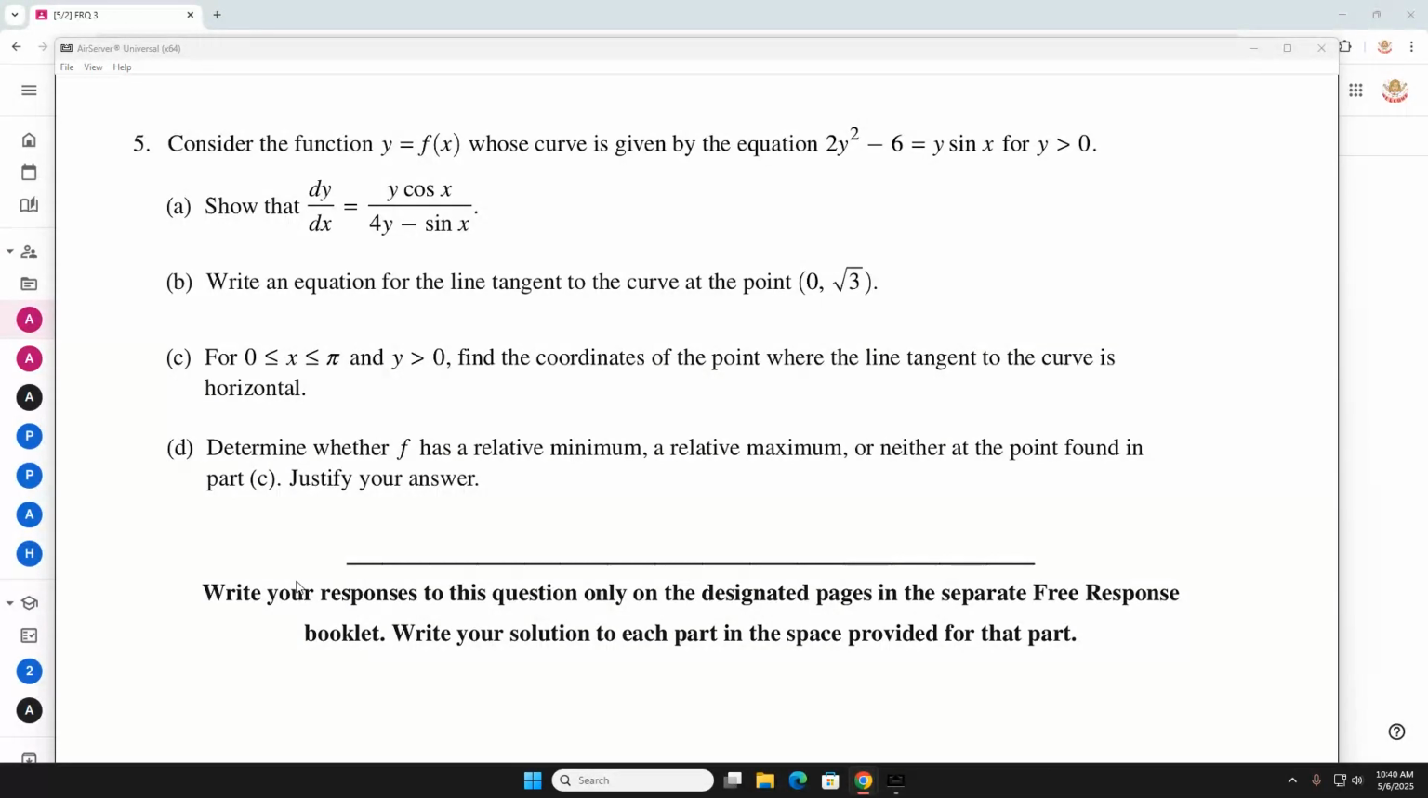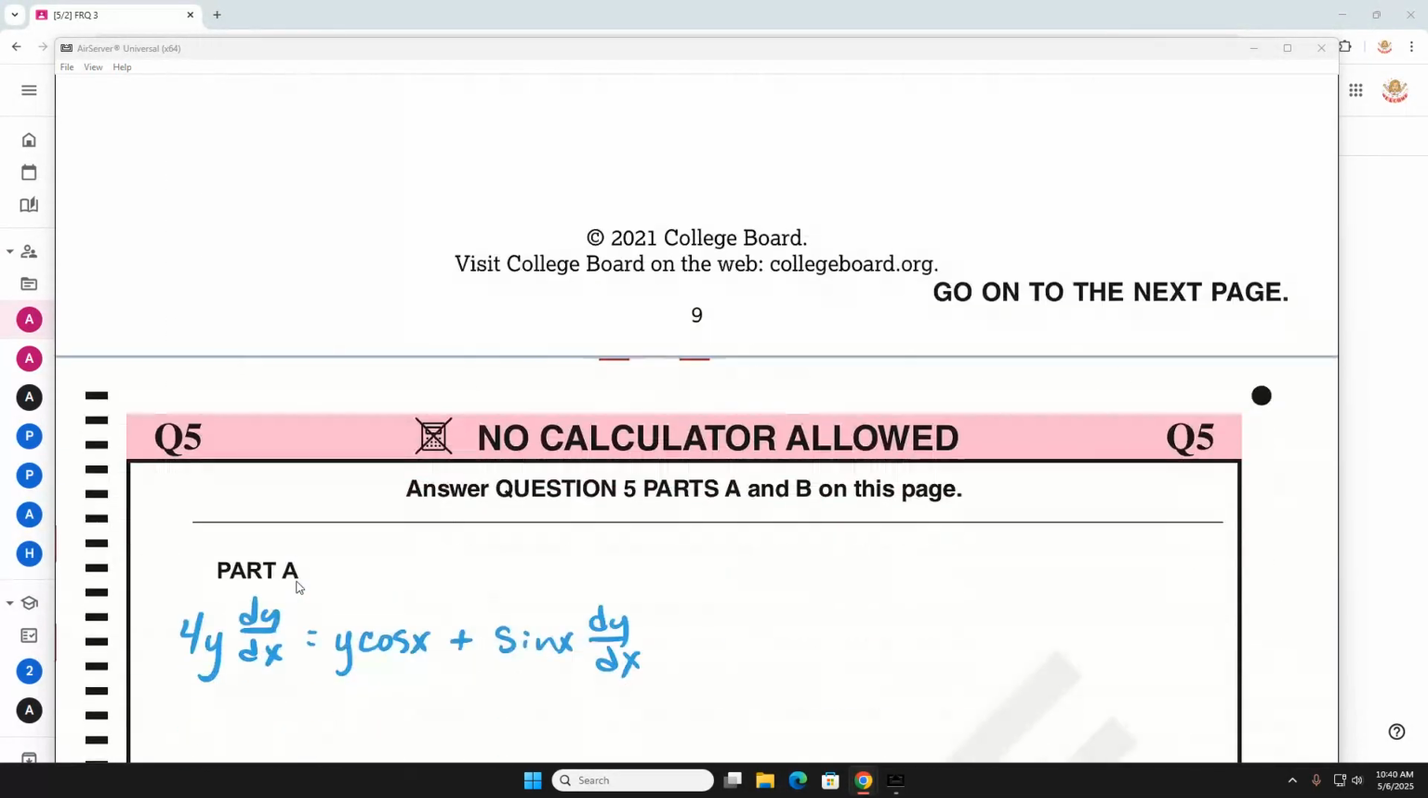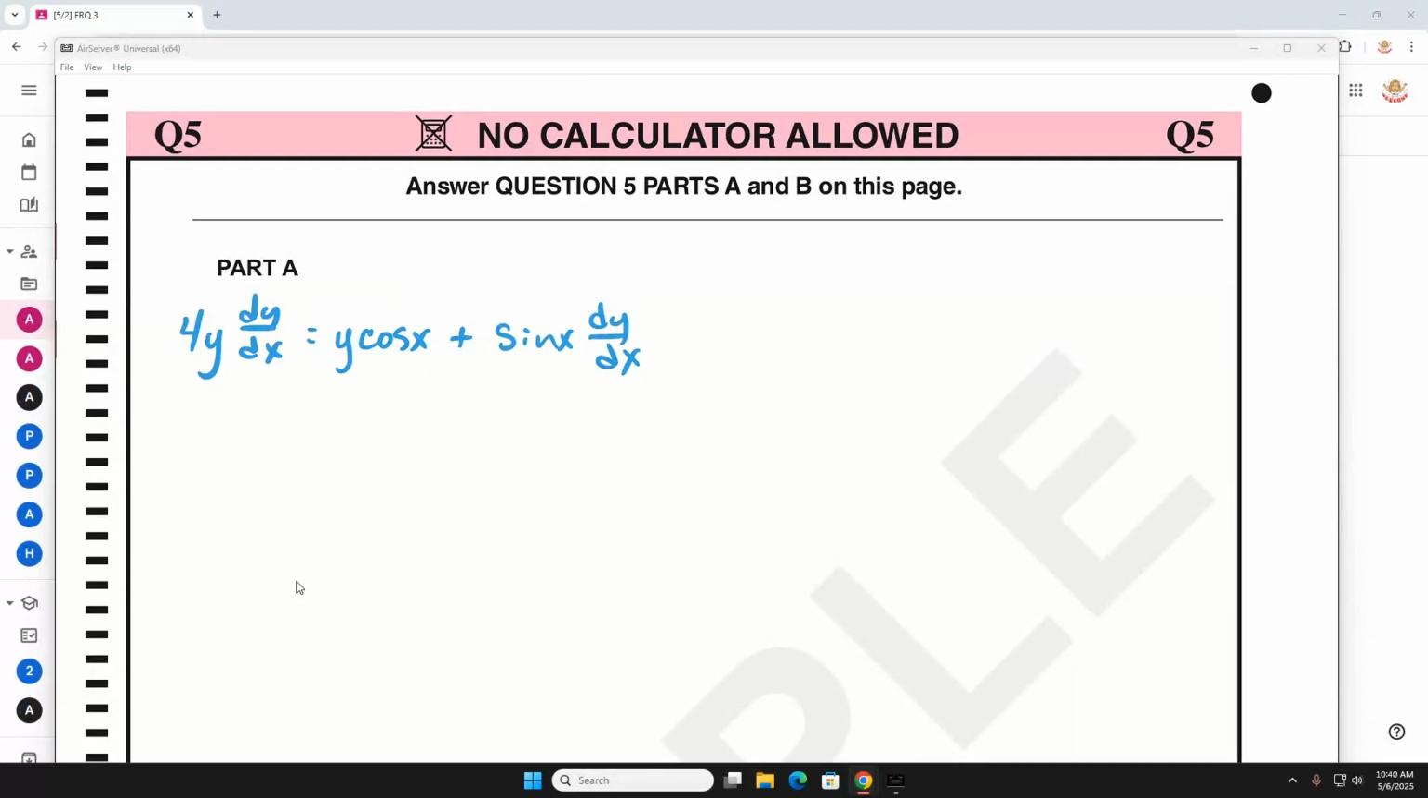So we're going to do implicit differentiation. If the derivative is y, you just do a dy dx. So you do the power rule, and then dy dx, and then this is the product rule. Okay, so now what do we do now?